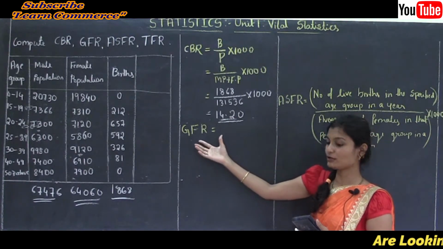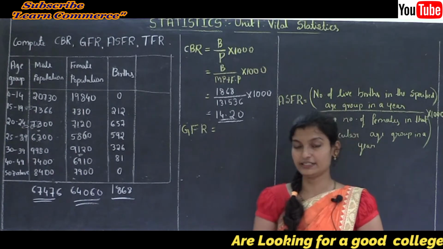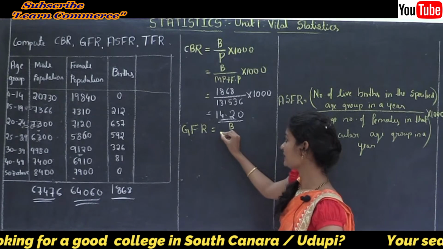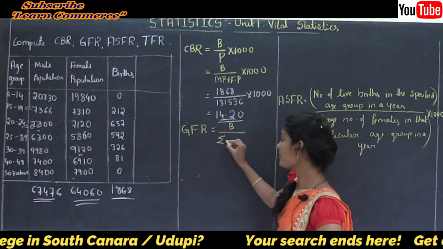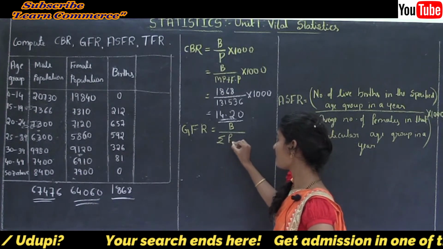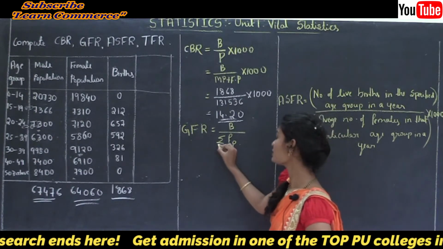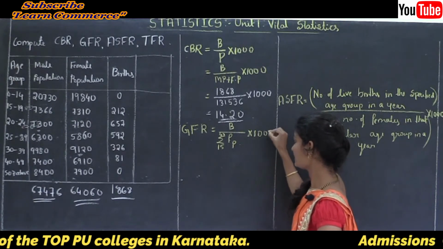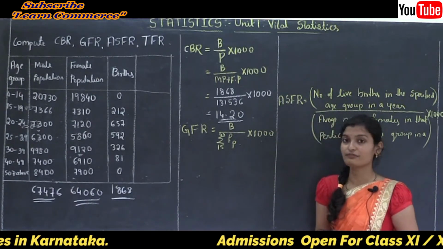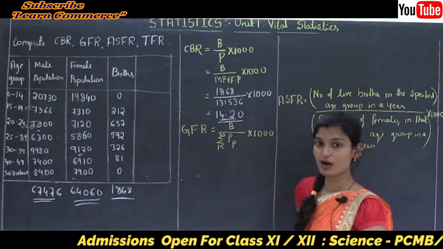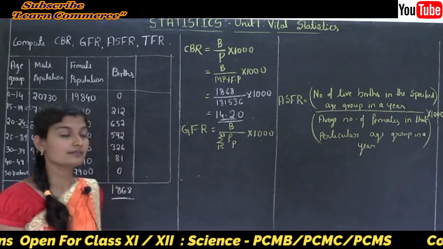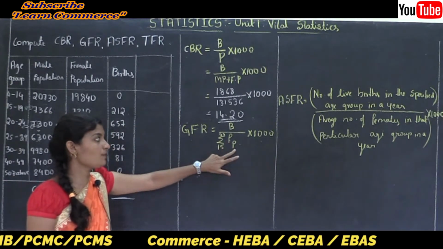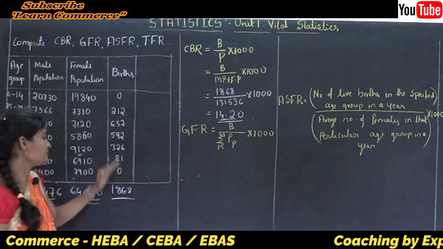Next we need to calculate GFR, general fertility rate. We know the formula of general fertility rate: number of live births in a year, that is B, divided by the female population aged 15 to 49 years, into 1000. Based on our formula, here we consider only the female population and births. So the total births are there.